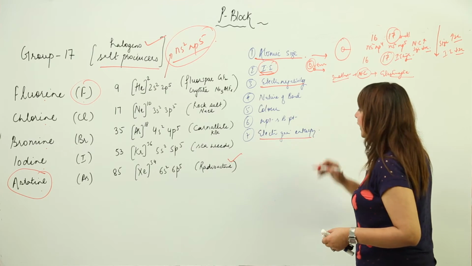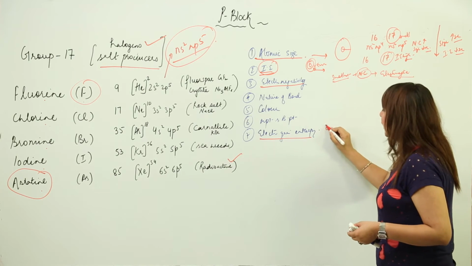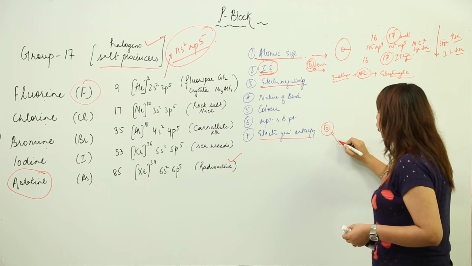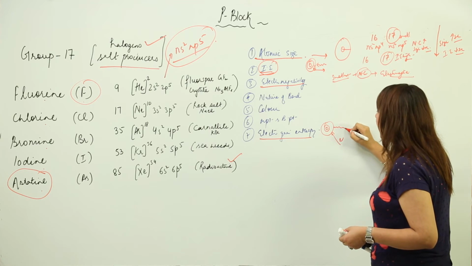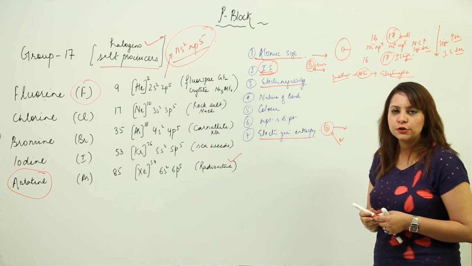Next is the electron gain enthalpy. Electron gain enthalpy is when you add an electron to an atom, the energy that is released is the electron gain enthalpy.